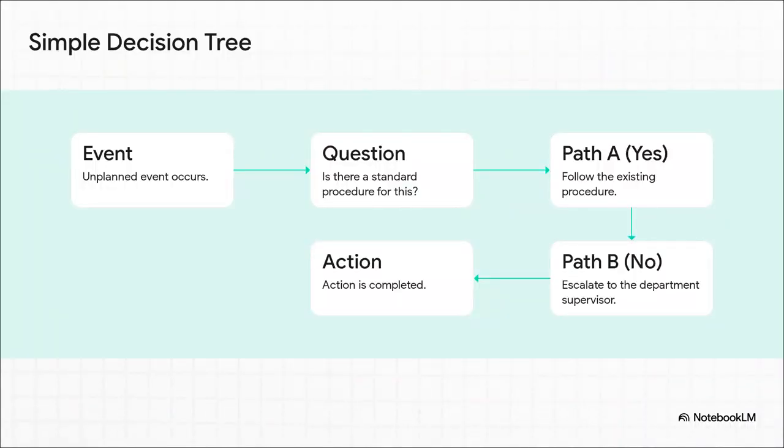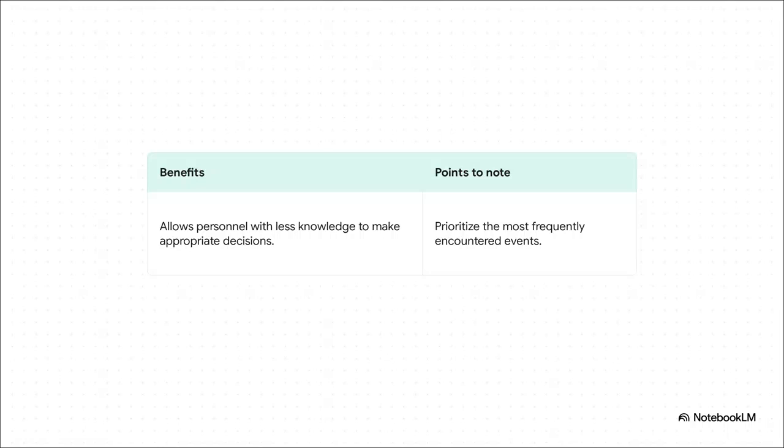An unplanned event happens. First question, is there a standard procedure for this? If the answer is yes, you follow it. If the answer is no, you escalate it. This super basic logic takes all the panic and guesswork out of the situation. It means even your newest team member can respond correctly every time. The main benefit here really is standardization and empowerment. It just makes your processes so much more robust and less dependent on any one person's tribal knowledge. The key is to just start by making these for your most common issues, and that's where you'll get the biggest bang for your buck.